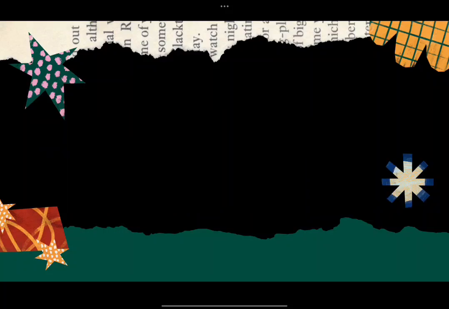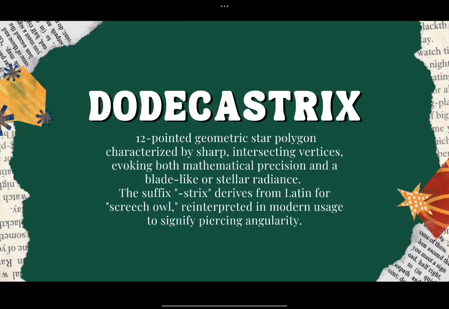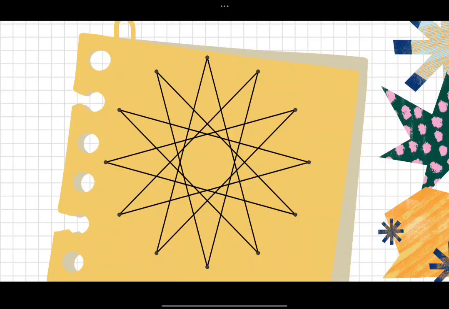Today I will be presenting to you my geometric model named Dodecastrix. It is a 12-pointed geometric star polygon characterized by sharp intersecting vertices, evoking both mathematical precision and a blade-like or stellar radiance. It is reinterpreted in modern usage to signify piercing angularity. So here is the model. It is a 12-pointed star.